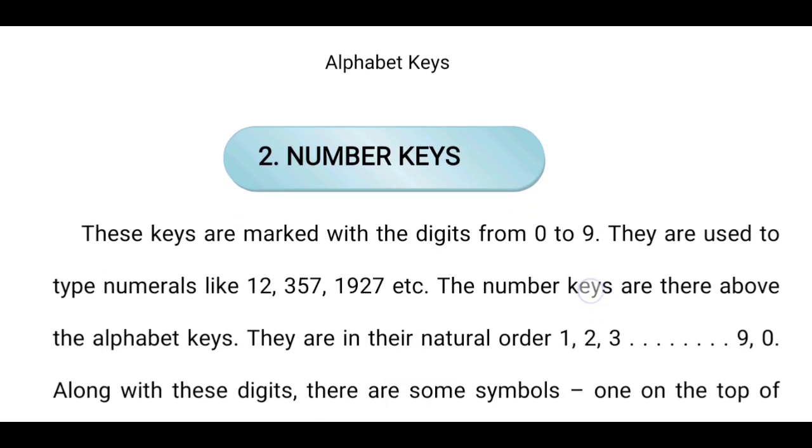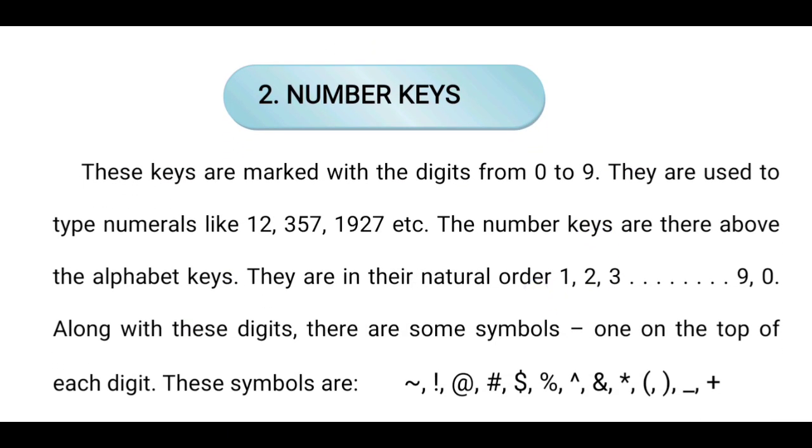Second, number keys. These keys are marked with the digits from 0 to 9. They are used to type numerals like 12, 357, 1090, 927. Just like those are the number keys. Number keys are there above the alphabet keys. They are in their natural order, 1, 2, 3, up to 9 and 0.